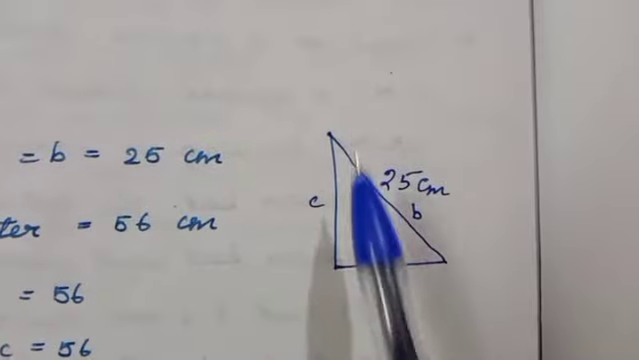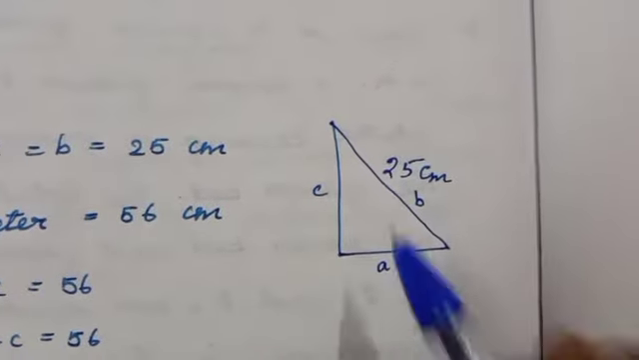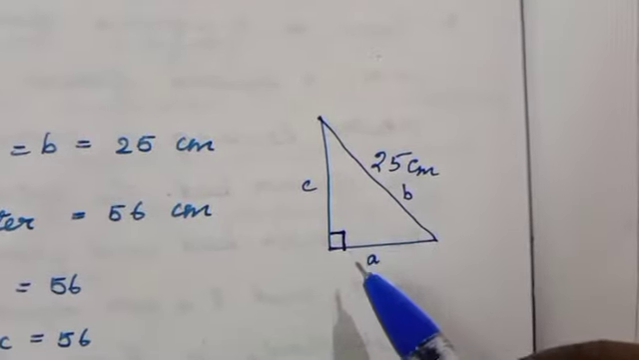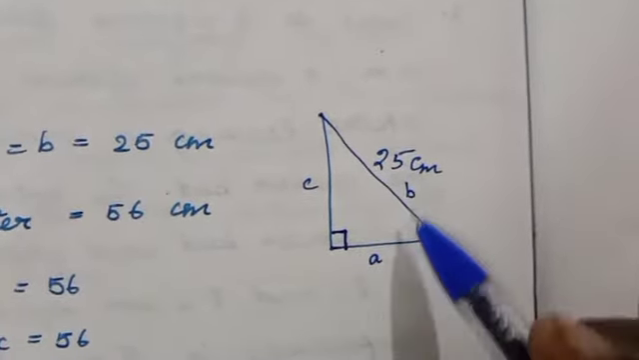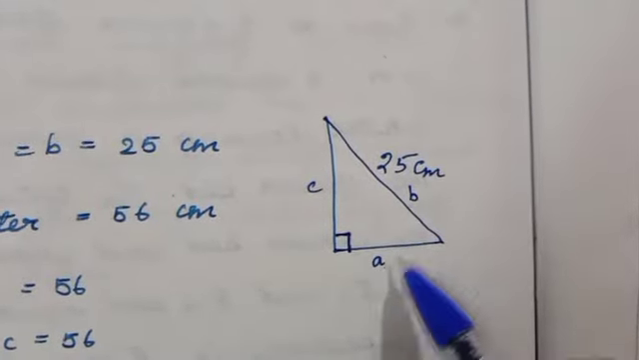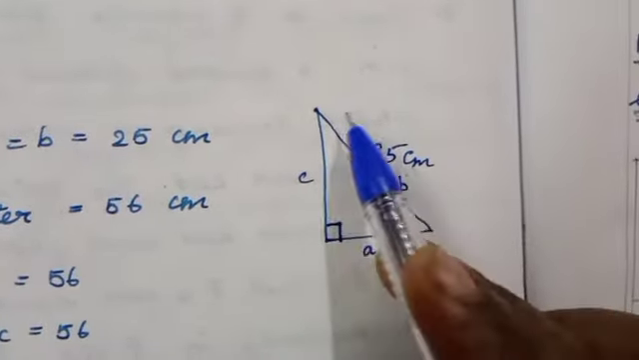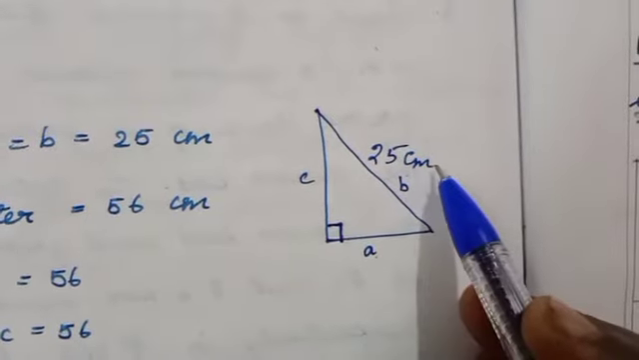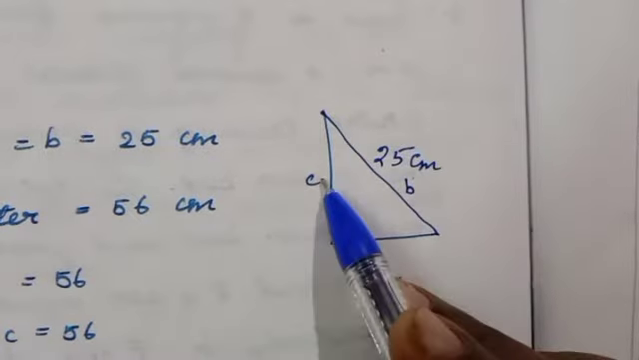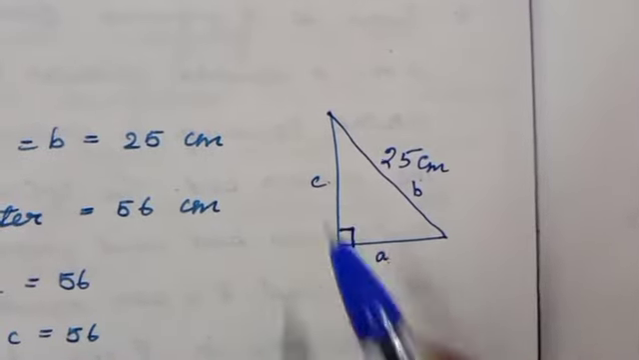Listen students, first you have to draw one right angled triangle. For a right angle triangle, any one of the angles is 90 degrees. You have to consider their sides A, B, C. For the hypotenuse, what is given in the question? 25 centimeter. First you have to find these two sides A and C.